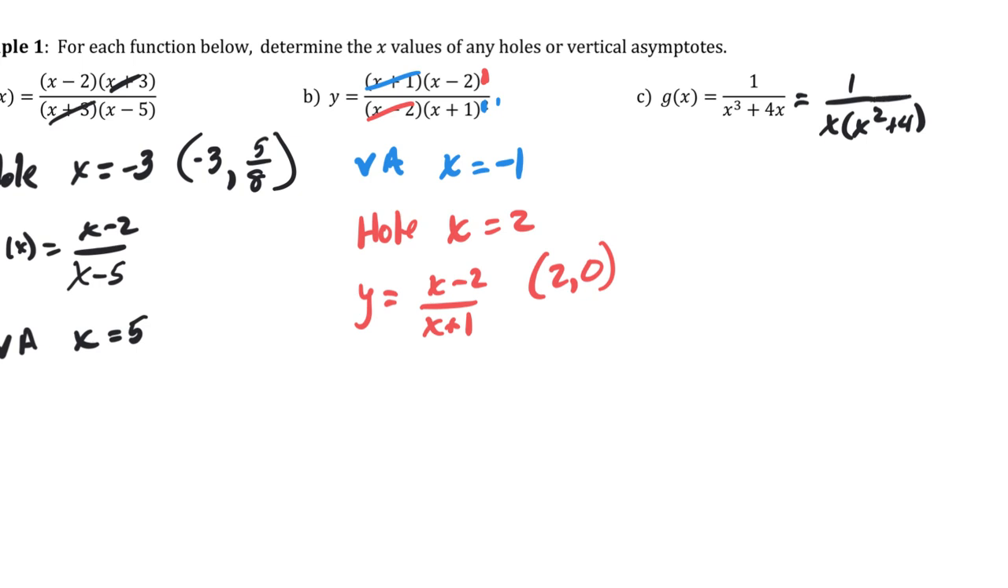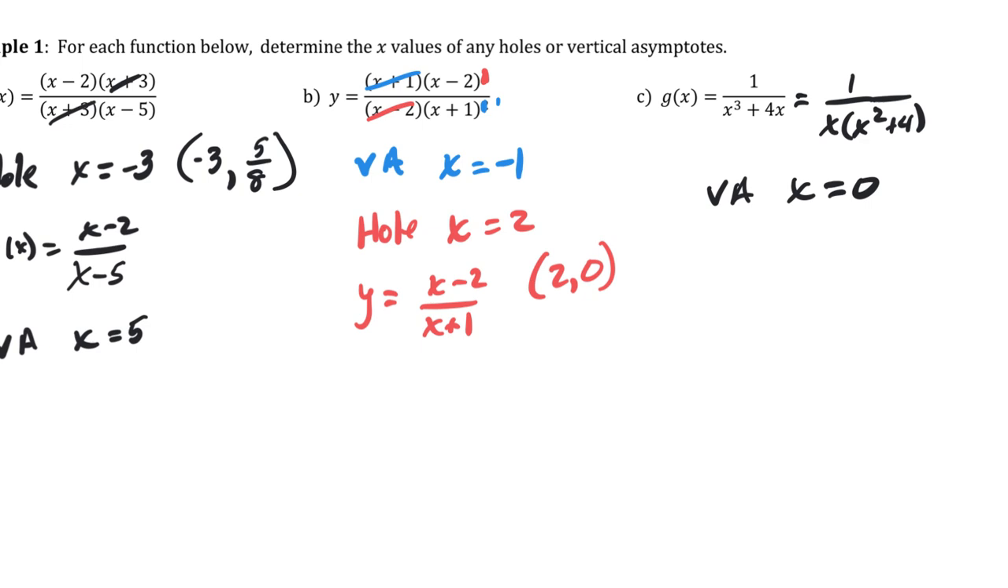So let's go ahead and give it a shot. Do I have anything that can cancel out in the top and bottom? No, so there are no holes, but I still have some x's in the denominator. So I'm going to set these equal to 0. So I have a vertical asymptote at x equals 0.